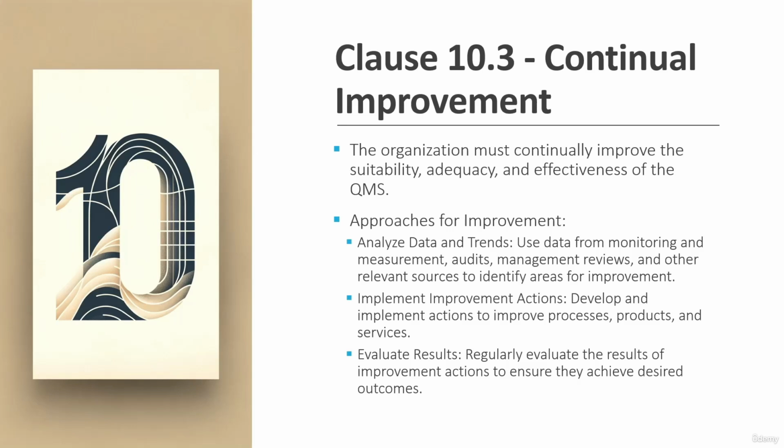So these improvement actions could be related to the product, process, or service. These might have been identified based on the customer feedback, market feedback, or your internal feedback. And another one is evaluate the result of that. So whatever improvements you are making, you need to regularly evaluate the result, whether these are achieving the objective or not. So this is continual improvement, which is clause number 10.3.